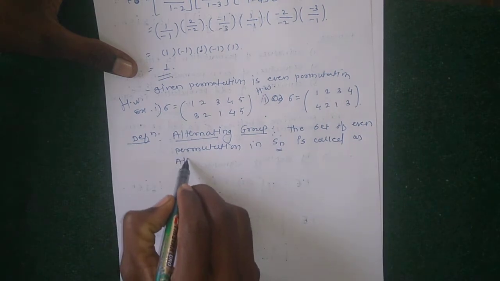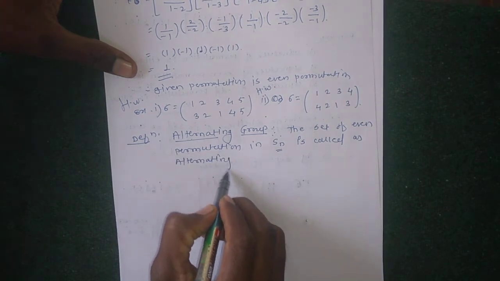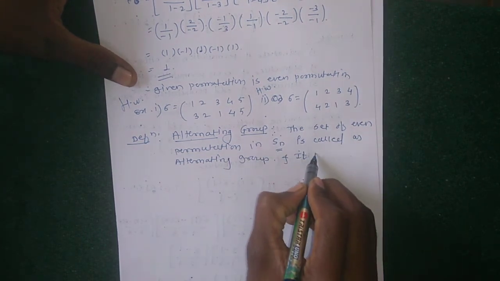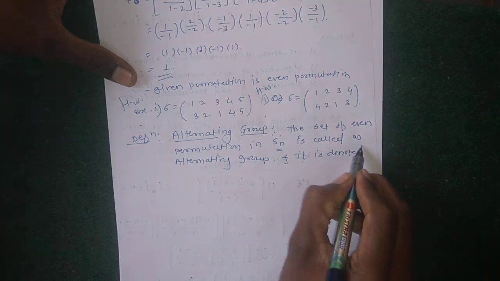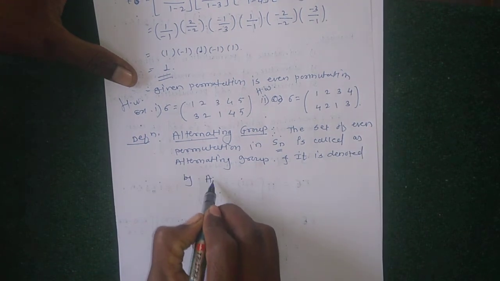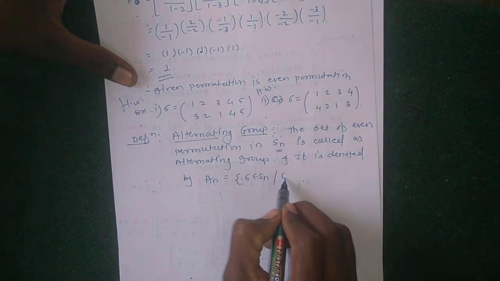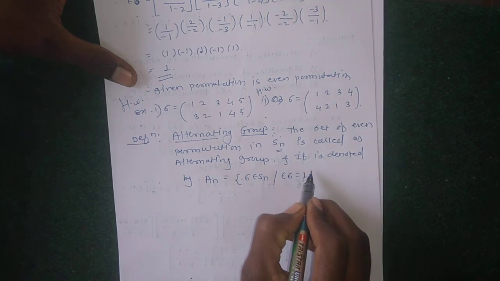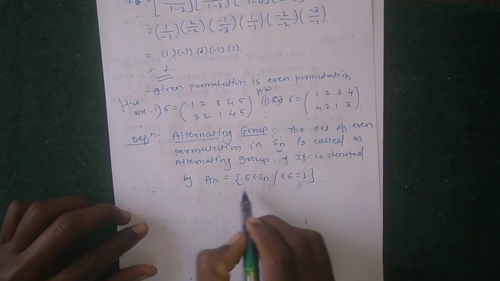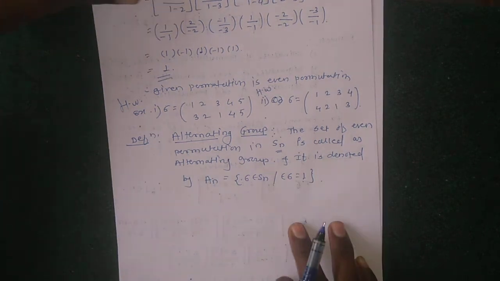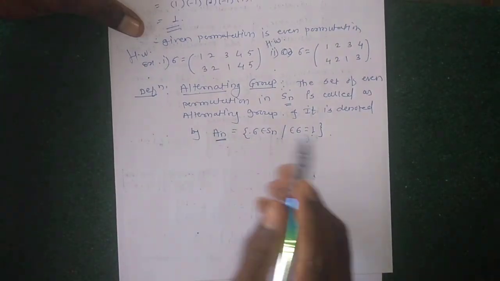It is called an alternating group, and it is denoted by capital A suffix n. The symbol is given as sigma belongs to Sn, where the signature equal to 1 means an even permutation. So An means the set of all even permutations. An contains the set of all even permutations. So this is the alternating group.